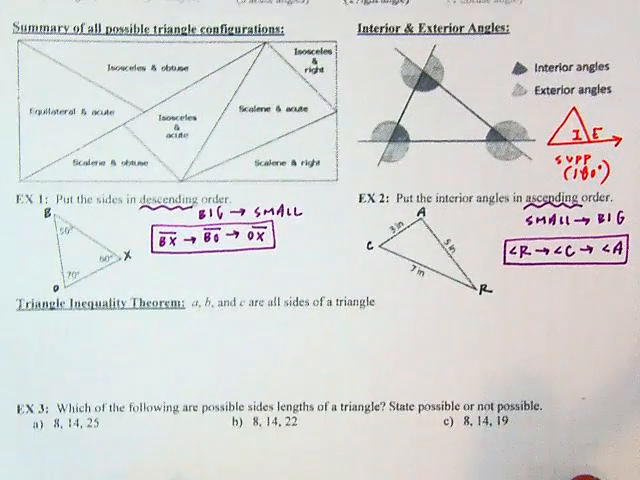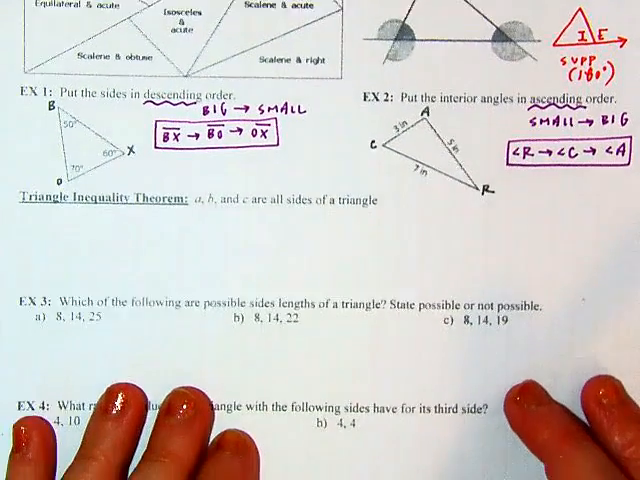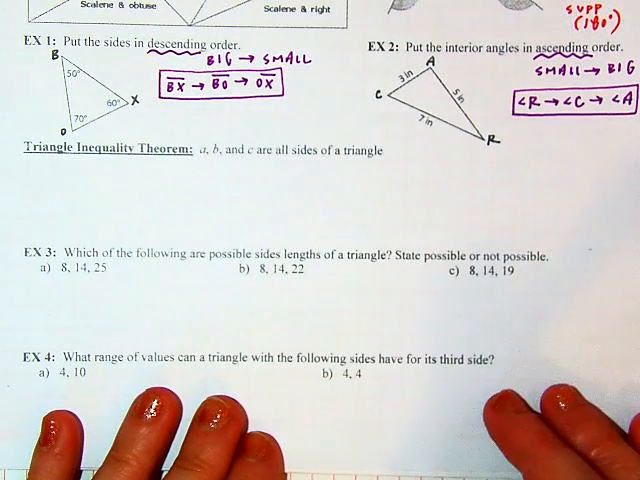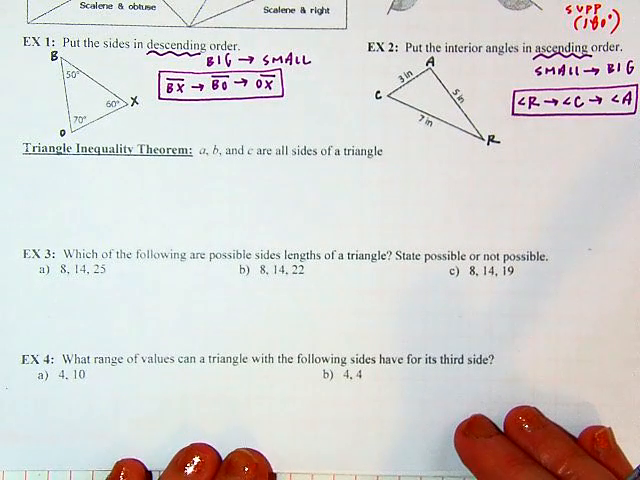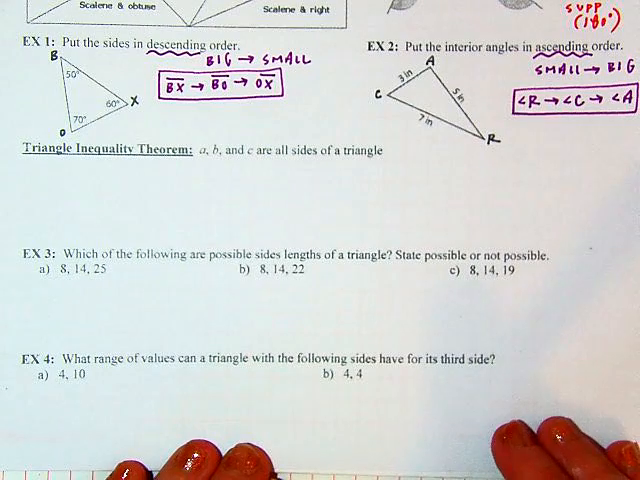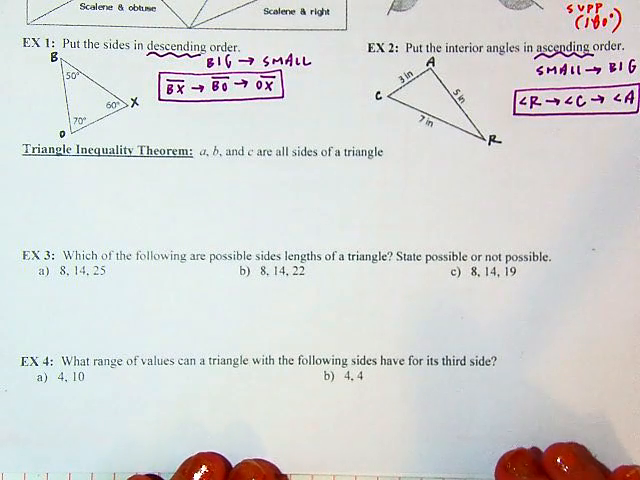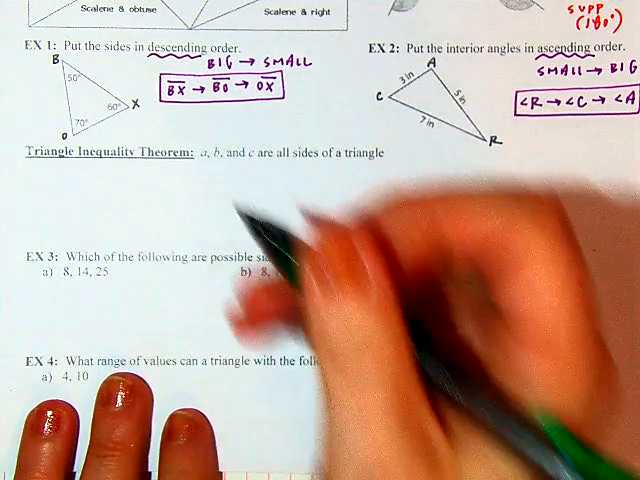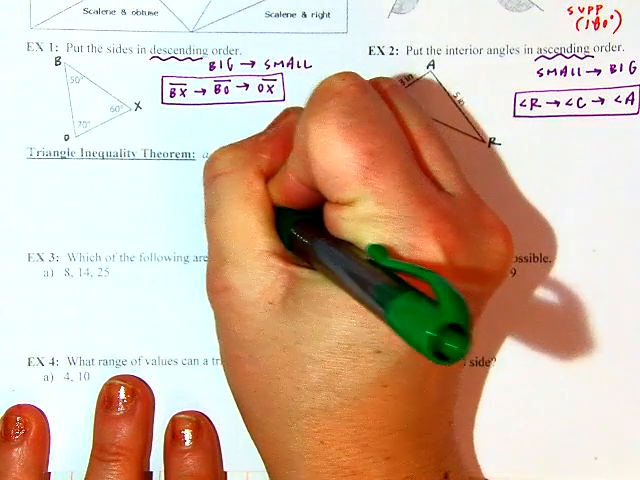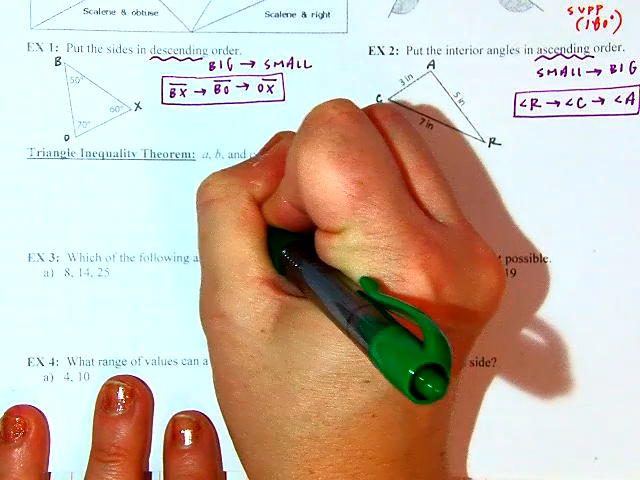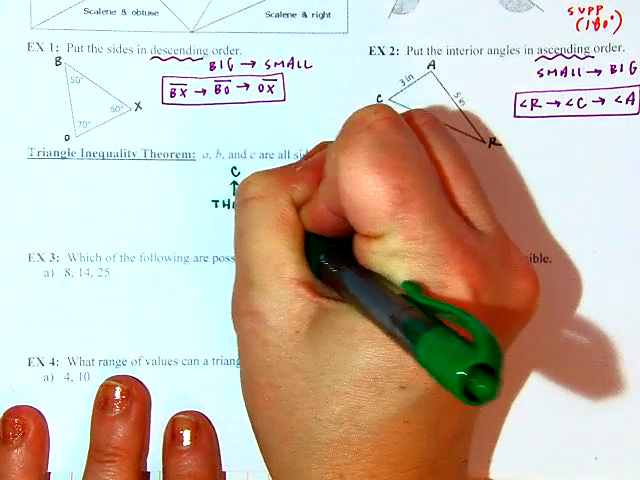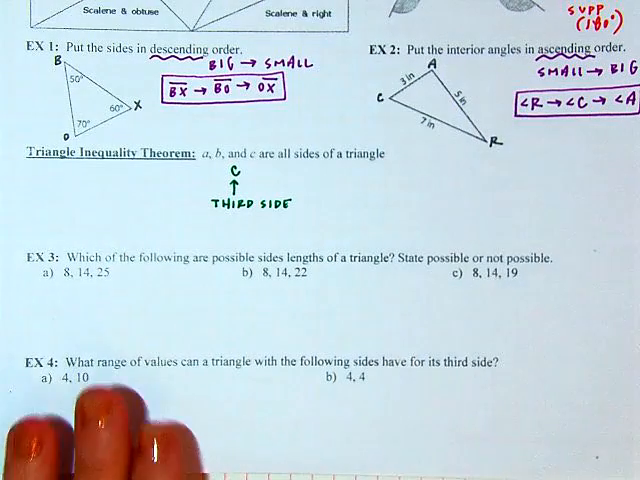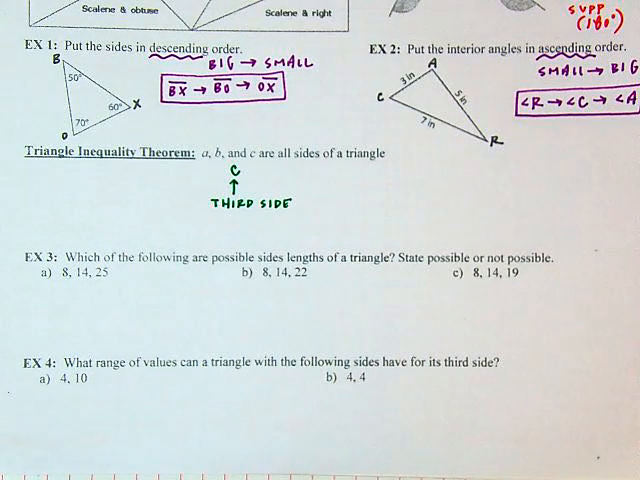Okay, next up we're looking at the triangle inequality theorem. So I'm picturing A, B, and C are all sides of a triangle. But as I first present this, I want you to imagine that we only know two sides. Imagine that we only know A and B. We don't know C. C is our third side. So how would it relate to the other two sides?